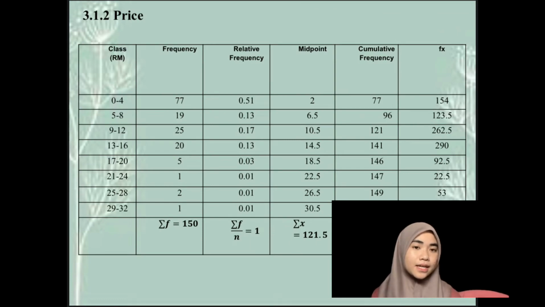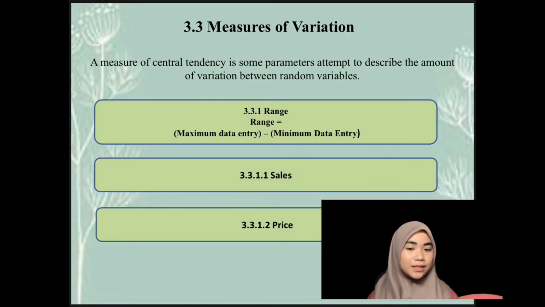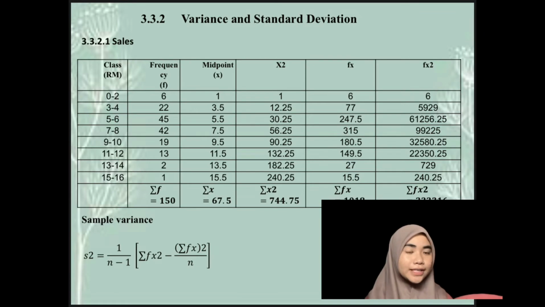3.1.2 is price, and then we show how to get the class, frequency, relative frequency, midpoint, cumulative frequency, and fx. 3.3 is measure of variation. Has 3.3.1 range, and then 3.3.1.1 is sales, and then 3.3.1.2 is price. 3.3.2 variance and standard deviation.